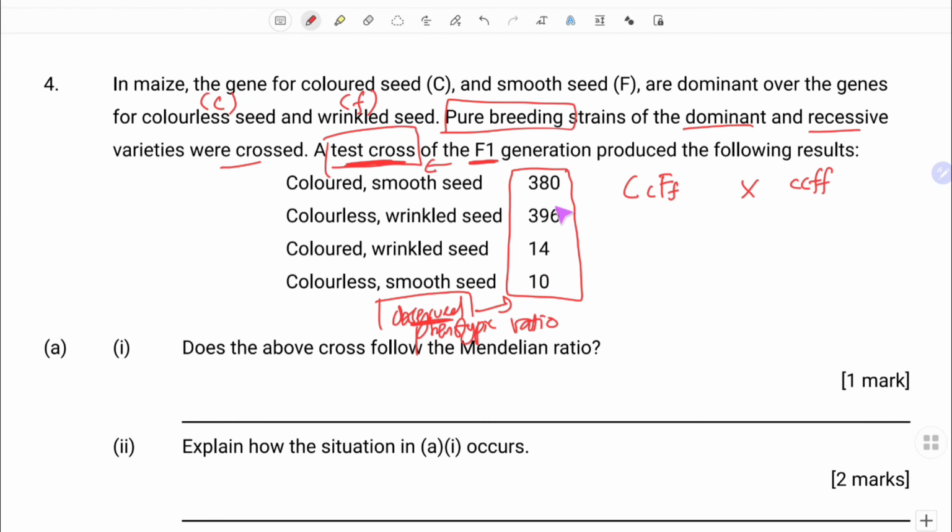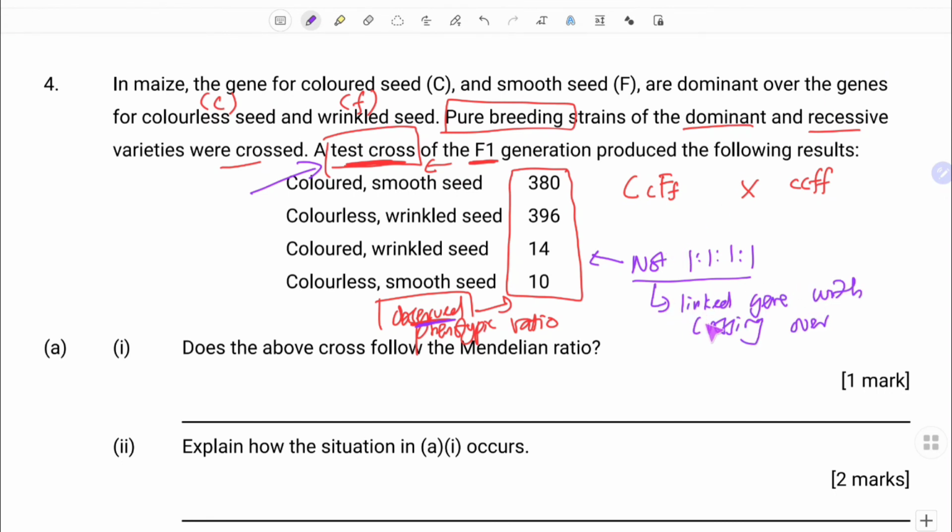So based on this observed phenotypic ratio, kita tukarkan dia kepada ratio. So after that, we will know that the ratio is not 1,1,1,1. So ingat balik, kalau dia adalah test cross, ratio dia mesti 1,1,1,1. Tetapi apabila kita tengok real life situation, the observed value, it is not 1,1,1,1. So this is the proof that ini adalah cross yang melibatkan linked gene with crossing over. So ni awak kena hafal. Memang information dia, maklumat tu sentiasa macam tu.